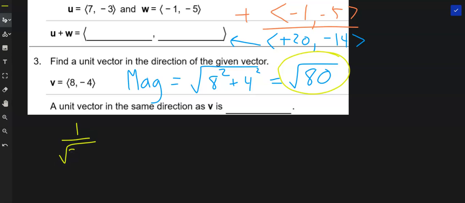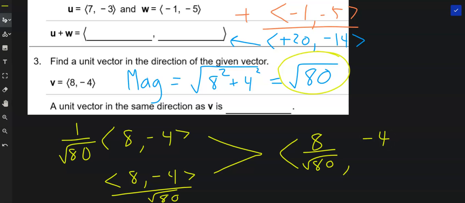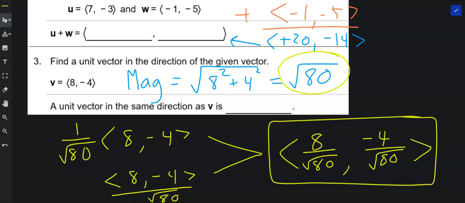Hopefully, now you can either write it like this, or you can write something like this, but you better end up with something like this. Now, if you do the whole 4 radical 5 thing, you lose. Okay, if you feel like rationalizing it, go for it. It's really not concerning me if you rationalize it or simplify radicals. I'm just looking to see, hey, did they divide by the magnitude?